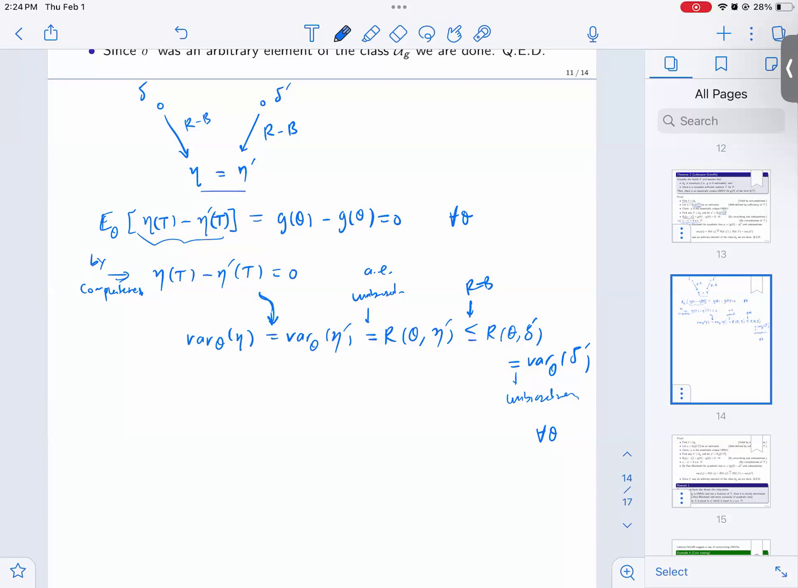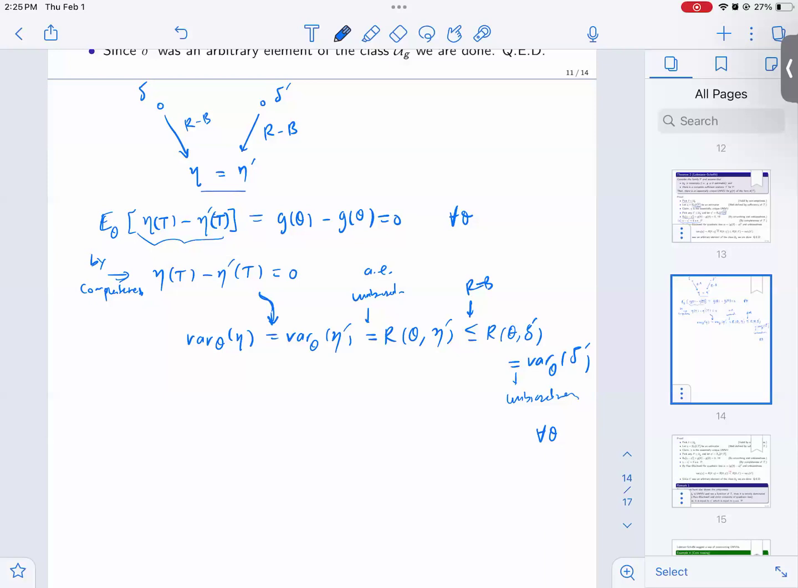So we showed that it's less than any other estimator, but how did we show that it was essentially unique? Not yet, but let's say that so far it's good. Right. So far it's good.